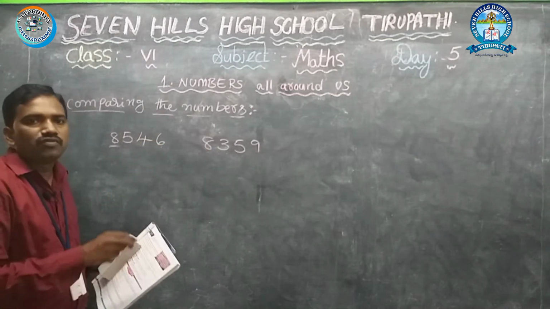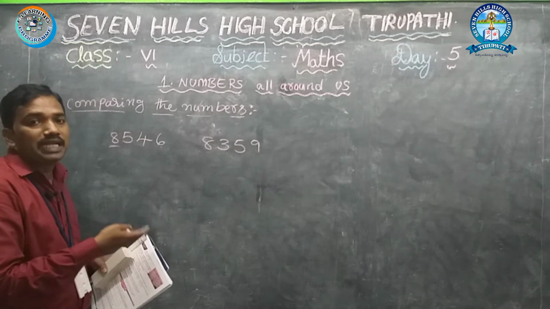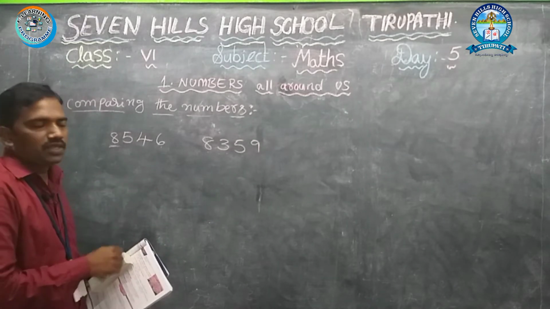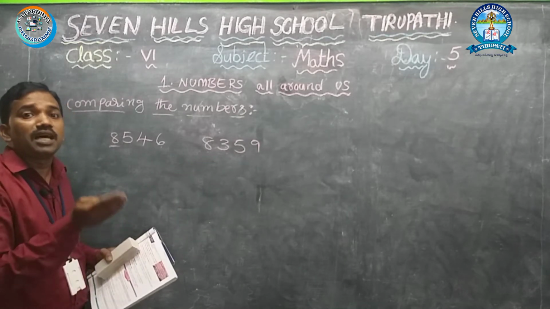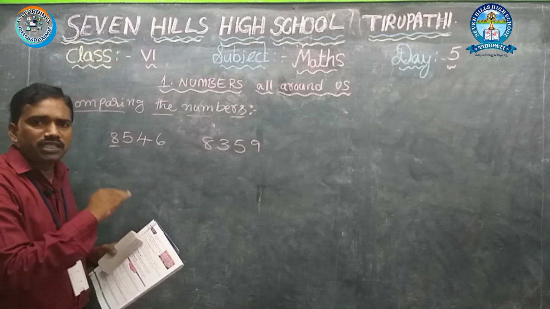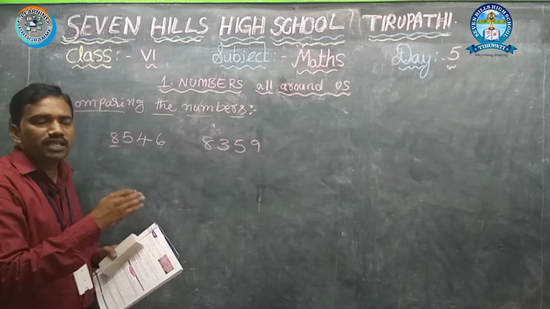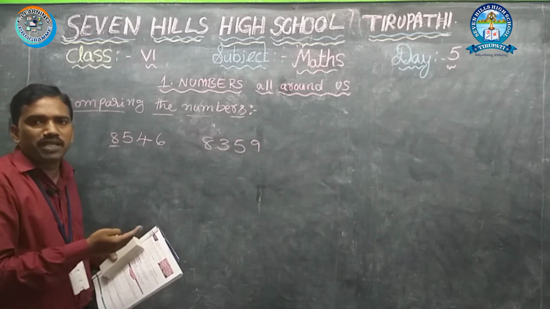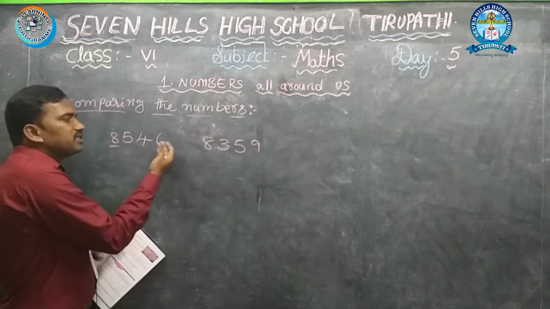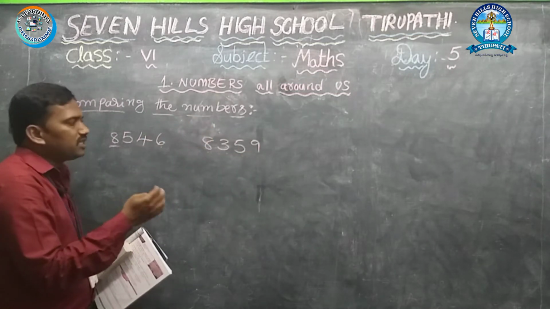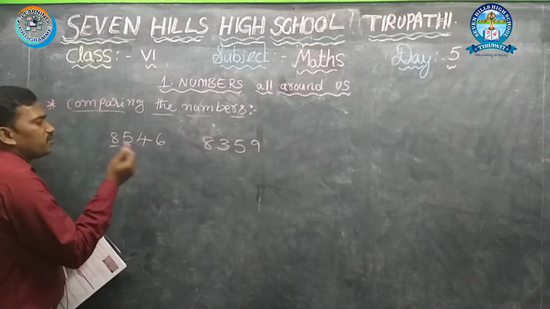In that case we go to the next place, that is the hundreds place. The thousands place is equal, so we want to compare their hundreds place. If the hundreds place is also the same, then we go to compare the tens place. If the tens place is also the same, then we go to compare their ones place. Like this we have to compare the numbers.